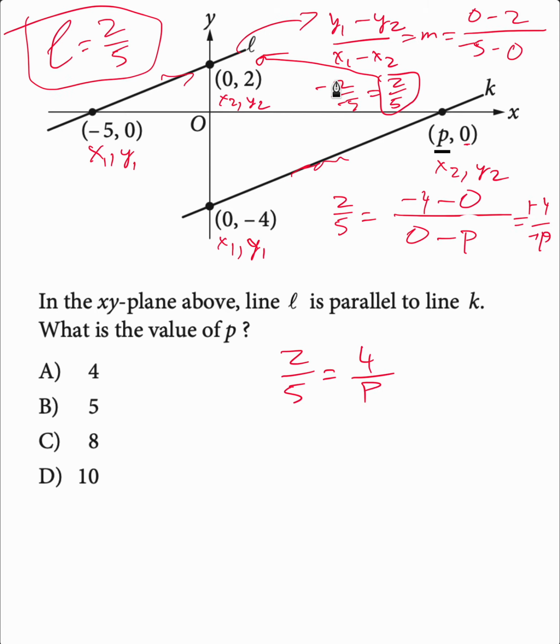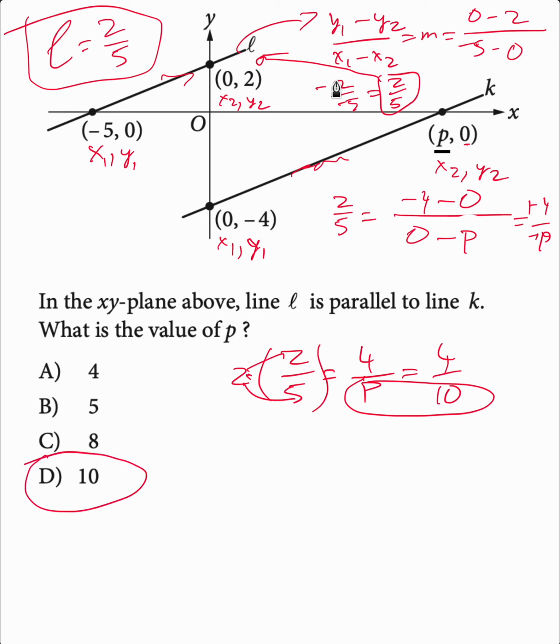So we cross-multiply: 2 times P equals 4 times 5, so you get 4 over 10. So that's P. P is 10. Now that we know P is 10, that's your answer right there. But that's a long way of doing this. If you don't know how to do this, I think that's the best way to practice.